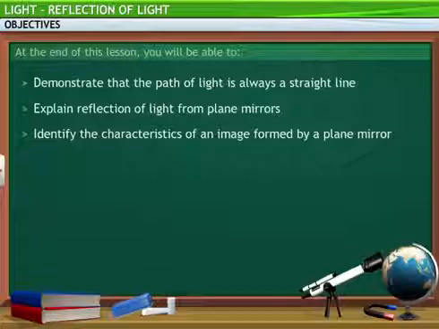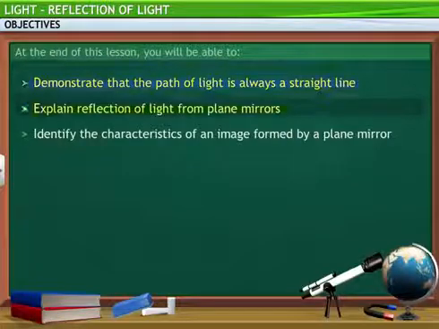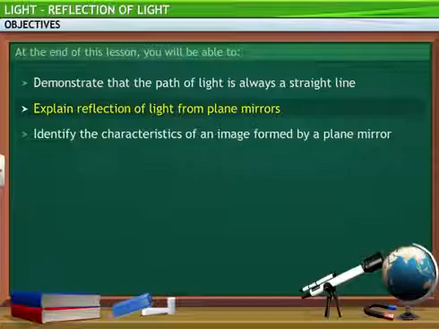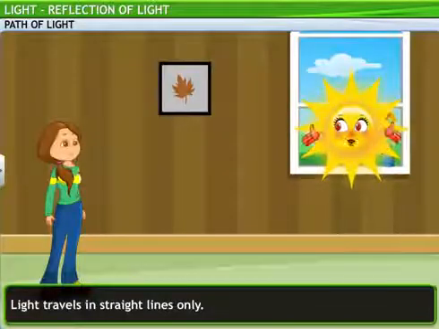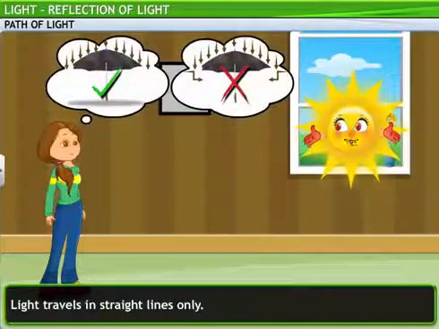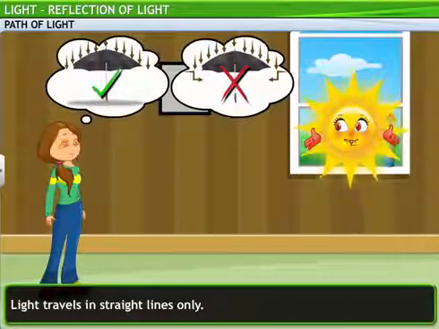At the end of this lesson, you will be able to demonstrate that the path of light is always a straight line, explain reflection of light from plane mirrors, and identify the characteristics of an image formed by a plane mirror. Let me show you some common examples that prove light travels in straight lines.